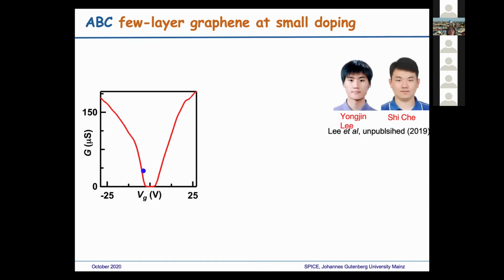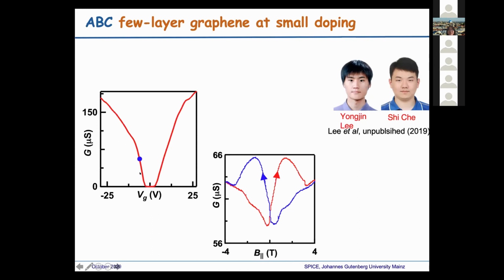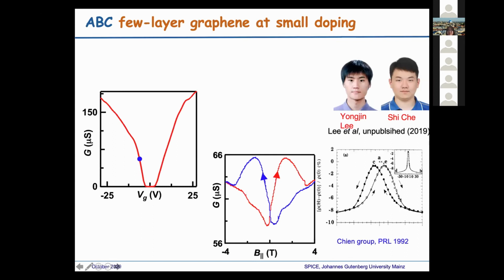Now if we dope the sample a little bit, not too much, and we stay here and sweep the magnetic field, we actually see pretty pronounced hysteresis in the device. It goes like that. It's somewhat reminiscent of the hysteresis observed in the magnetic monolayer by Charlie Chen's group, back in 1992.